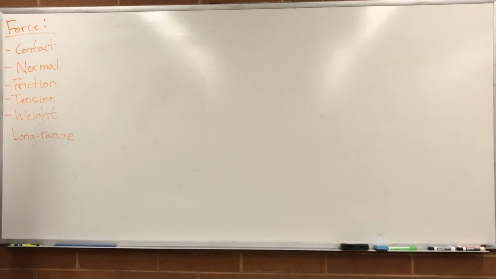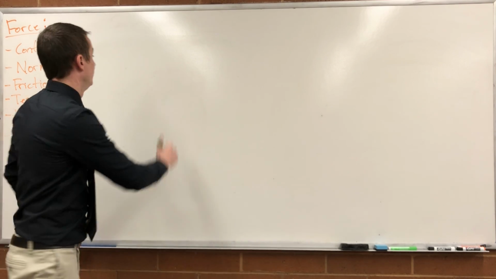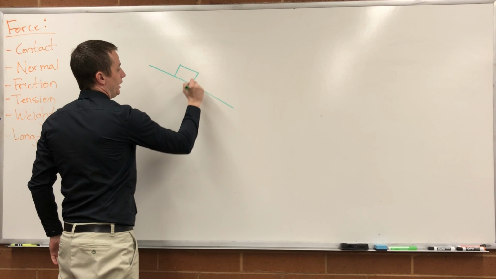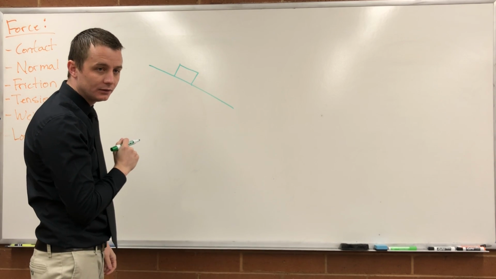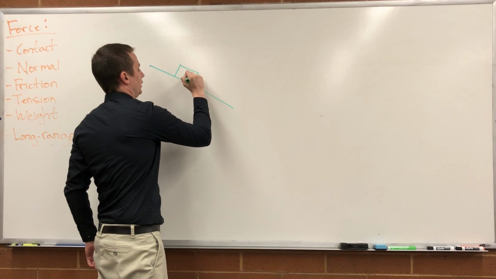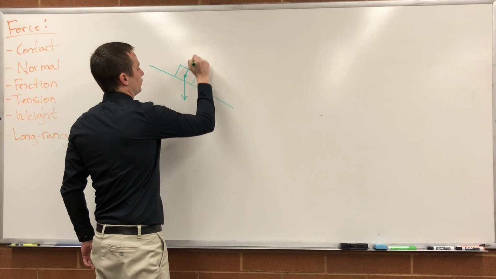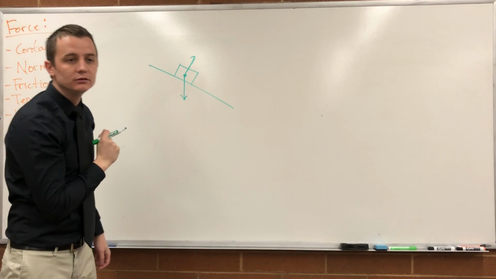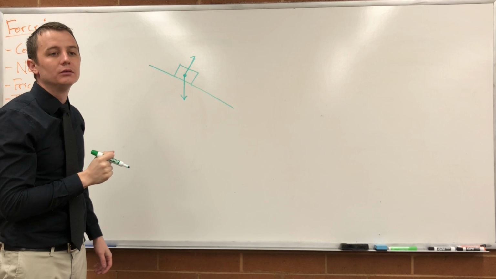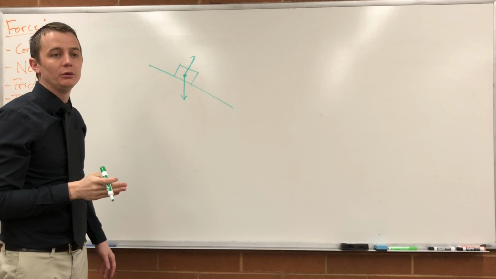The normal force. It's called normal because it's always normal to the surface it's on. So if I have a ramp and I stick a box on that ramp and that box isn't sliding, I know that I have gravity pulling the box down, right? But I also have a normal force, which is always pushing that way. You are experiencing a normal force on your chair right now, pushing up on you. Gravity is pulling you down, the normal force is pushing you up.